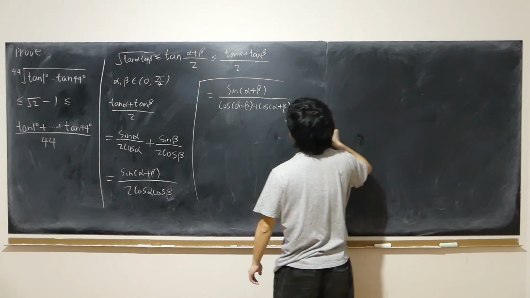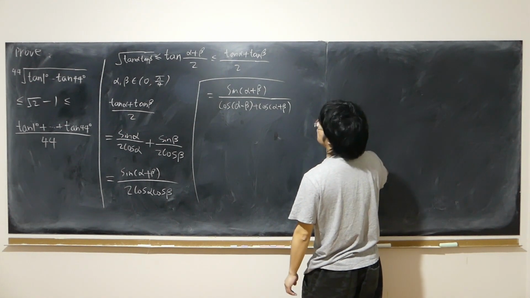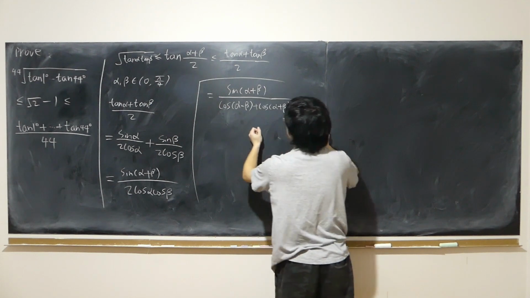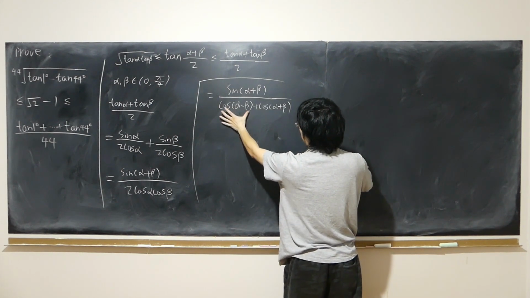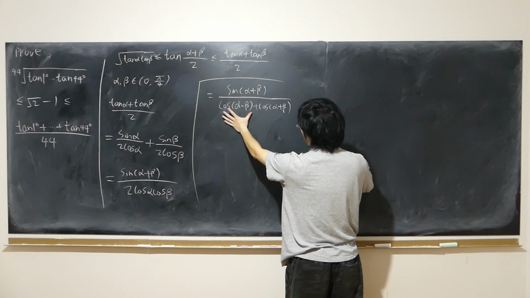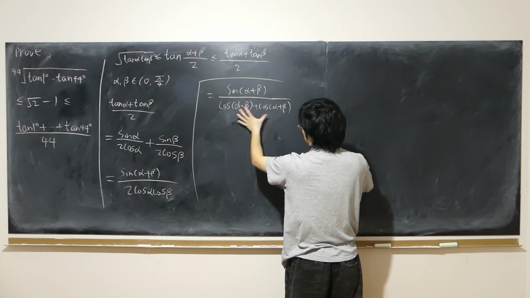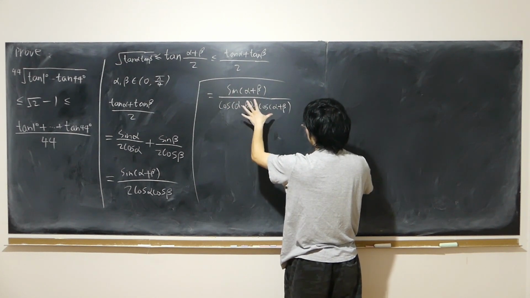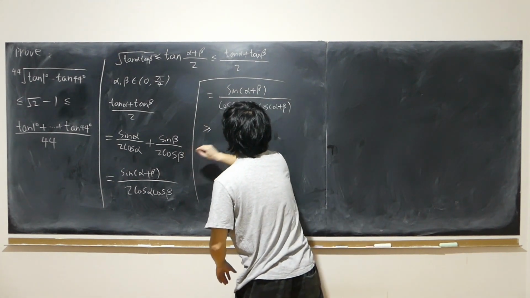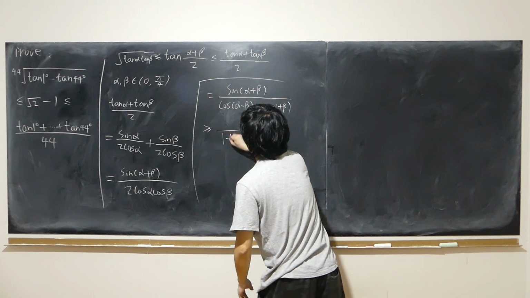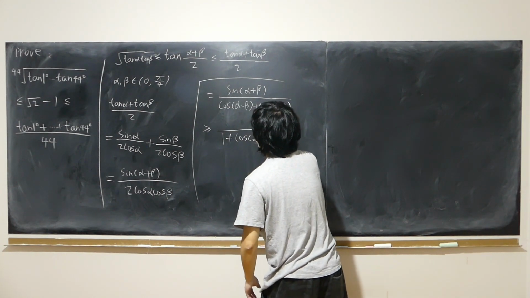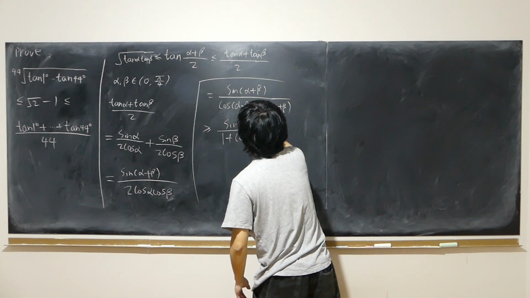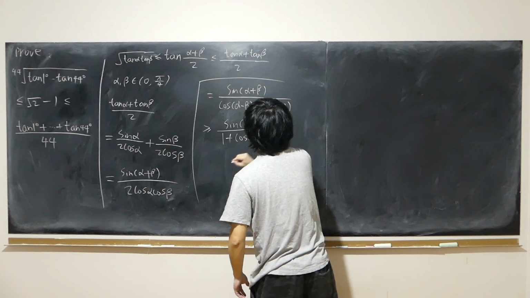And this time I'm getting very close to tangent half of alpha plus beta. Right? Maybe I can just replace cosine alpha minus beta with 1, so that the denominator will become bigger. Right? The whole thing will become smaller. So it is bigger than or equal to sine alpha plus beta over 1 plus cosine alpha plus beta. Right?